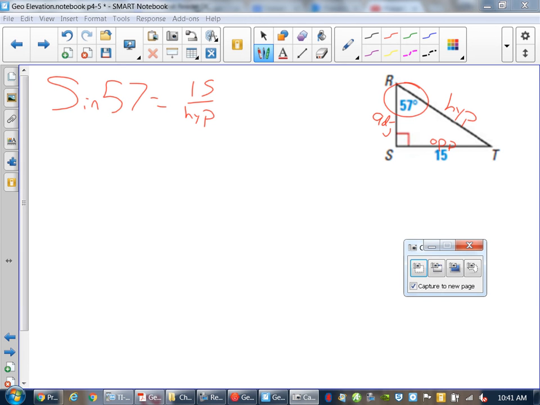How do you get the hypotenuse by itself? Do you have an angle? Yes. Do I use inverse? No. Okay, and that gives you your hypotenuse. To get to the adjacent, using your opposite, what are you going to use?